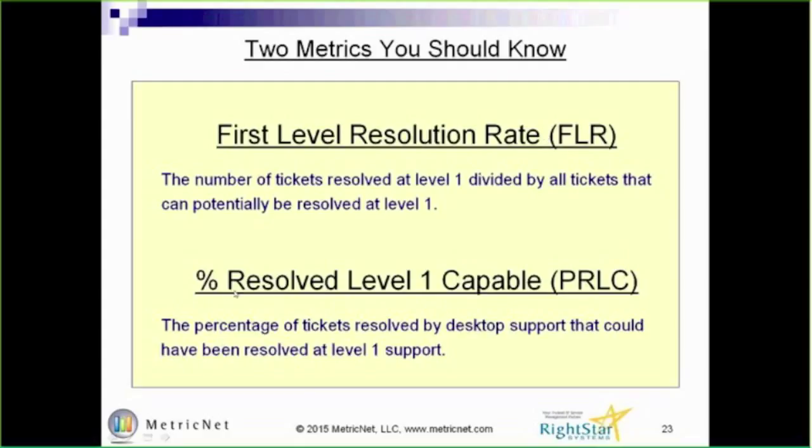But let's say at desktop support we only handle 1,000 tickets a month. Well, we've got 400 tickets being pushed from level 1 that could have been resolved at level 1. 400 divided by 1,000 is 40%. So because the denominators differ, in other words, the workload, the number of tickets at level 1 and desktop support are different, it does not necessarily follow that 1 minus the FLR equals the percent resolved level 1 capable. It just doesn't work that way. In the example that I just gave you, we're going to have 400 tickets out of 1,000 being resolved at desktop support. That's a 40% resolved level 1 capable, and that's not an unusual number, sadly.